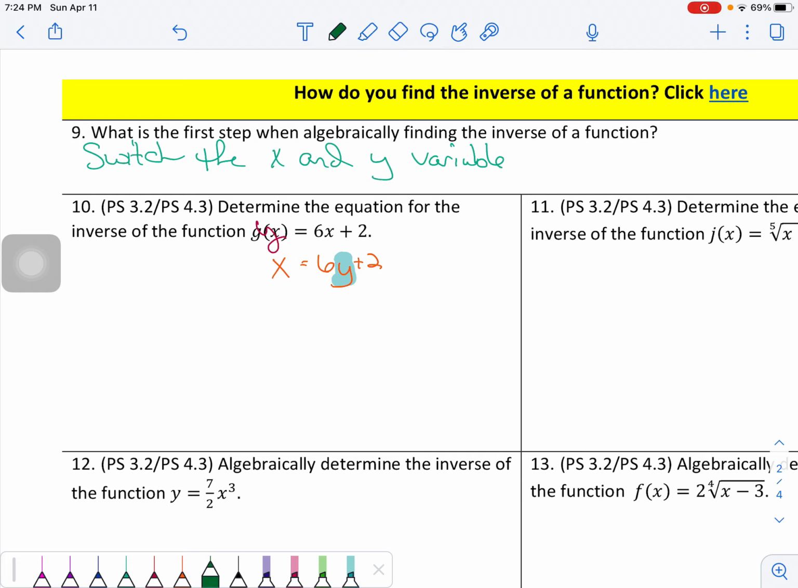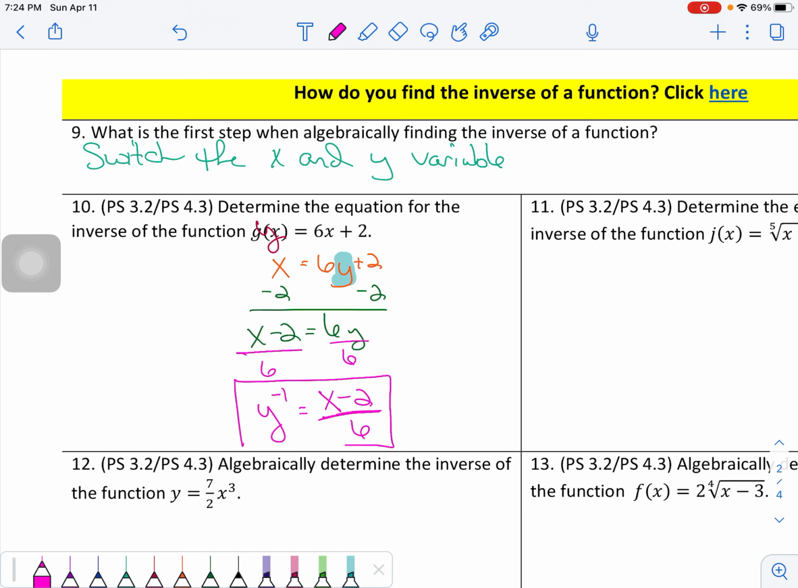Step 2 is now going to be to get this y variable all by itself. I want to isolate y. So to do that, in this case, I'm going to subtract 2 from both sides. So x minus 2 is equal to 6y. And then the last step here is going to be divide both sides by 6. So we end up with the inverse, y to the negative 1, equals x minus 2 over 6. The fraction goes over everything. You do not need to simplify anything because there's really nothing to simplify there. So let it be what it is.